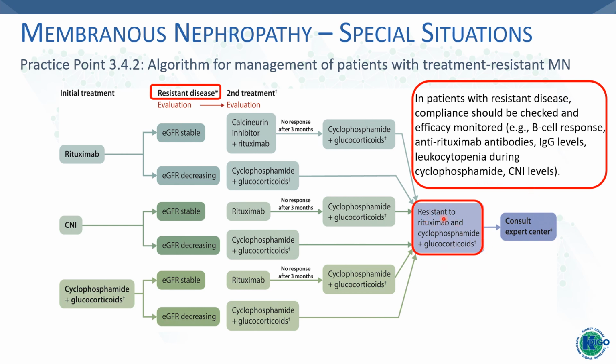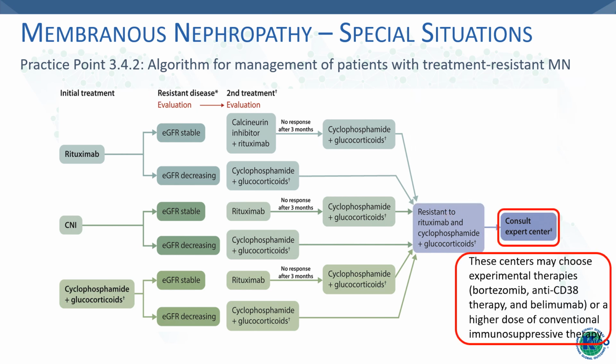What if the patient is finally resistant to rituximab, cyclophosphamide, and glucocorticoid? The patient must be referred to an expert center. Usually they will use bortezomib, anti-CD38 therapy, and ipilimumab, or higher doses of conventional immunosuppressive therapy.